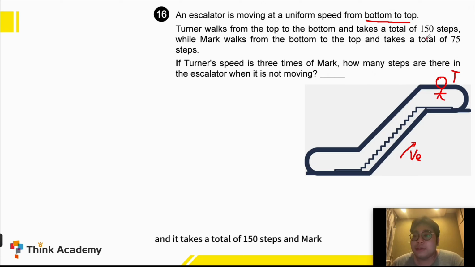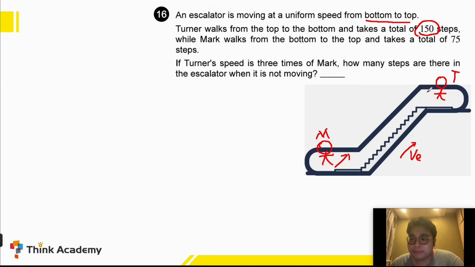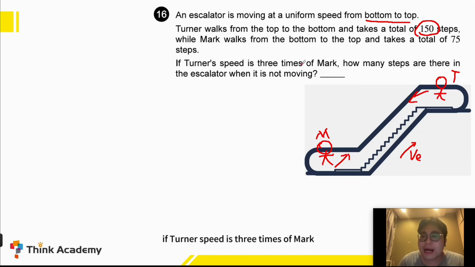And it takes a total of 150 steps. And Mark works from bottom to top. Here, this is Mark, from bottom to top, and it takes a total of 75 steps. Also, we can see Turner's speed is 3 times Mark's, so the question is asking us to find out how many steps there are in the escalator when it is not moving.